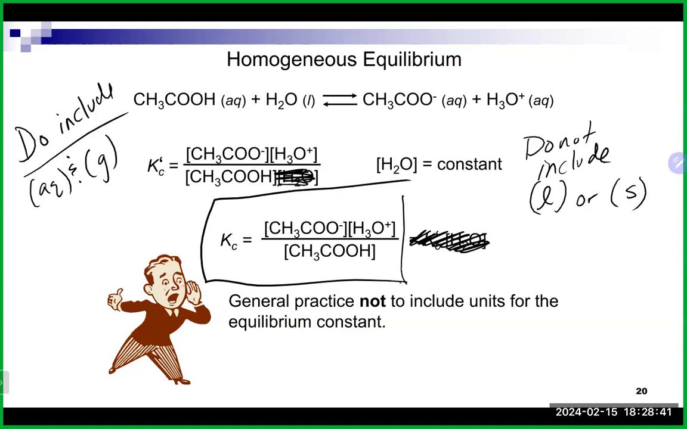So those are the two things that should end up in an equilibrium constant expression. Anything that is a liquid or solid, basically you leave out because they're not really participating all that much in the equilibrium and their concentrations are not changing too much.